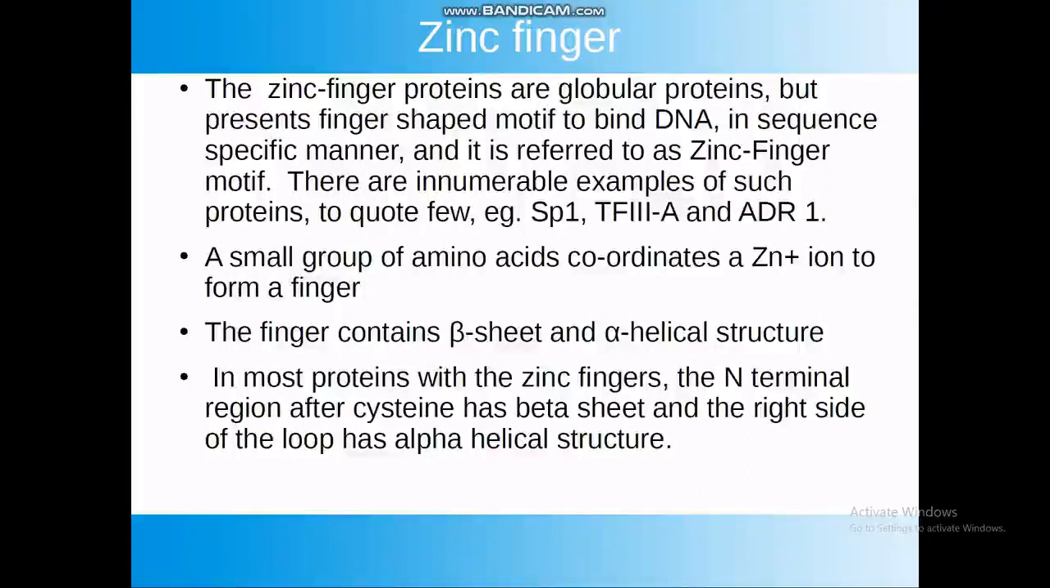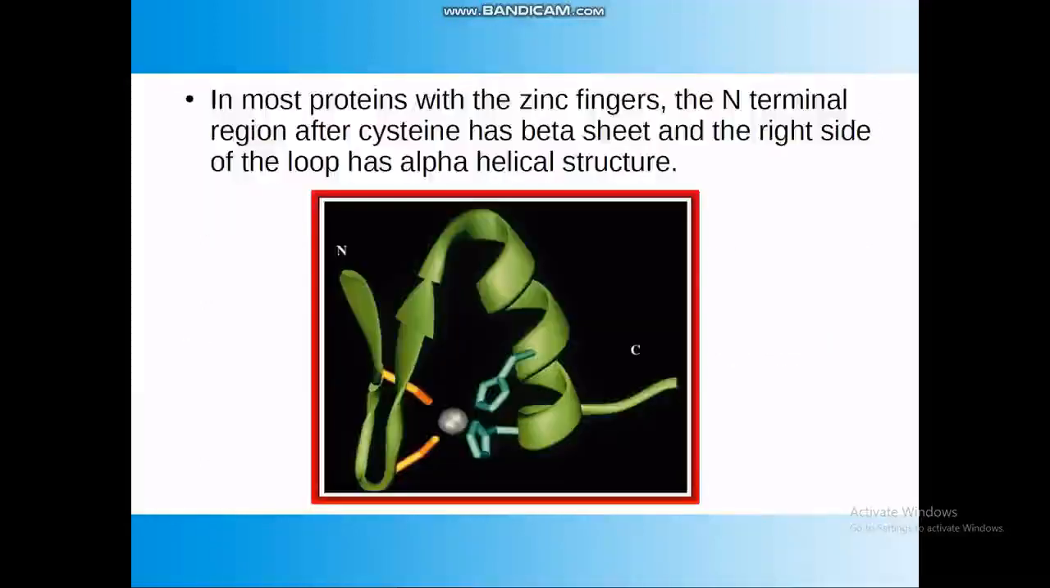In the zinc finger, a small group of amino acids coordinates a zinc metal ion to form a finger. This finger contains a beta sheet and an alpha helical structure. In most zinc finger proteins, the N-terminal region after the cysteine has a beta sheet, and the right side of the loop has an alpha helical structure. This picture represents the alpha helical structure and the beta sheet.